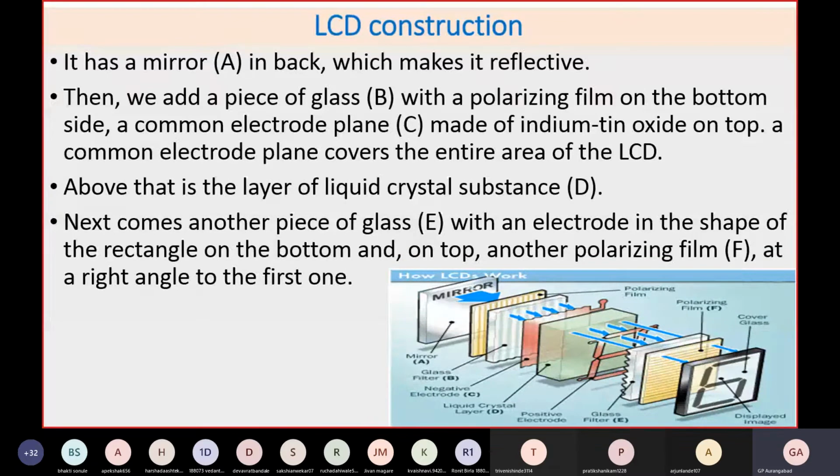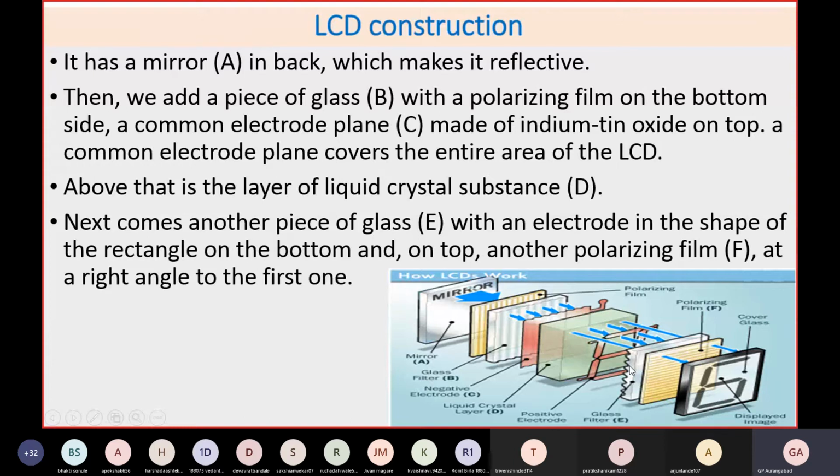On the other side of this glass filter, you will find a negative electrode C that is made up of indium tin oxide. That is the pink colored portion here in this figure. This is the indium tin oxide. If you see carefully, the same structure will be there on the other side. This green colored block is actually your liquid crystal display.